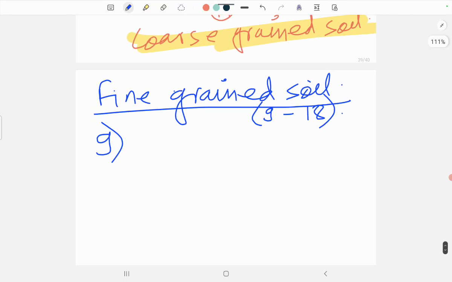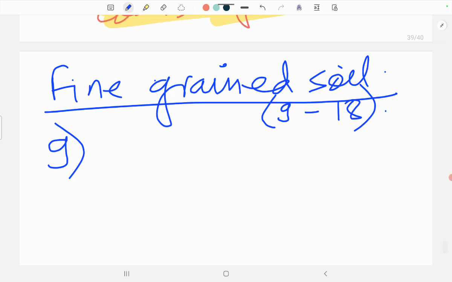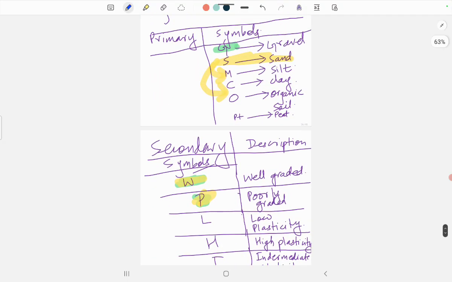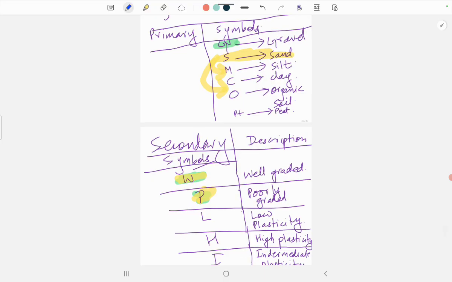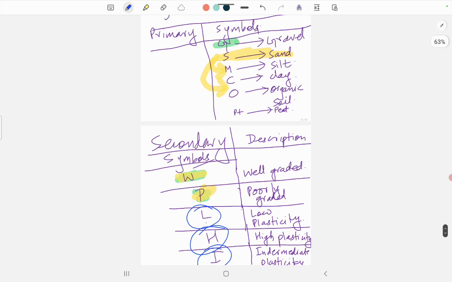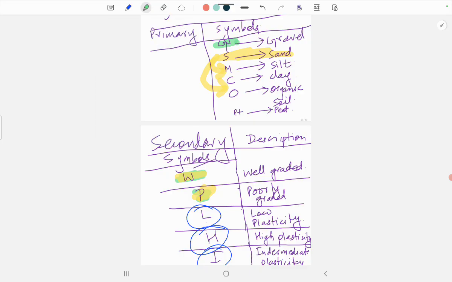So we are going to write here about the 9 cases. Fine grained soil is classified as follows. Now we have to classify the silt, and then clay, and then also the organic soil, that is a mixture of silt and clay. So here we go into the plasticities in the case of silt and clay.